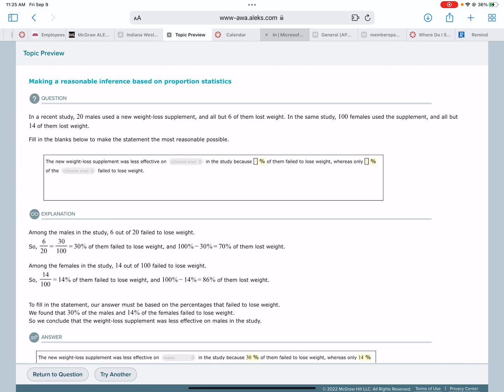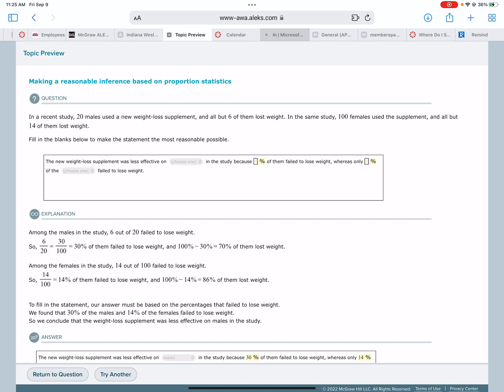Okay, for this one, we're making a reasonable inference based on proportion statistics. In a recent study, 20 males used a weight loss supplement, and all but 6 of them lost weight. In the same study, 100 females used the supplement, and all but 14 of them lost weight. So we're going to see where it was more effective or less effective. This one says the new weight loss supplement was less effective on blank because this blank percent failed to lose weight.